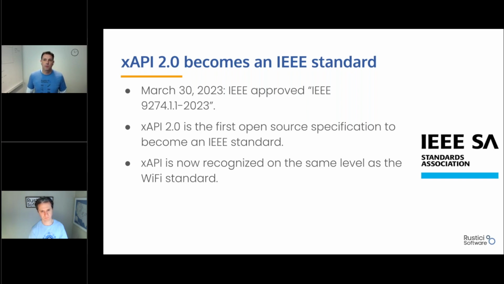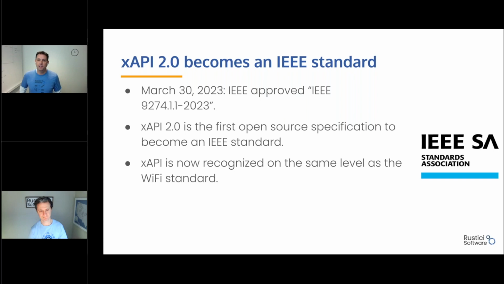So xAPI really was the guinea pig here, and we're seeing it even with CMI5 development. Some of the rails that were greased by xAPI going through this process have improved IEEE's methods, and it's really made the next one of these to come along going to be that much easier.